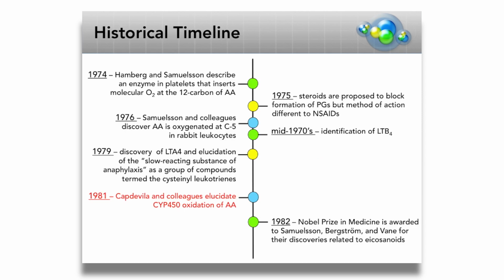In the early 1980s, a third class of compounds was shown to be generated from the oxidation of arachidonic acid via enzymes. This discovery was made by Capdevila and colleagues, and it was shown to be formed from the oxidation of arachidonic acid by cytochrome P450 enzymes. Cytochrome P450 enzymes are important in the metabolism of many compounds in the body, including pharmaceuticals.